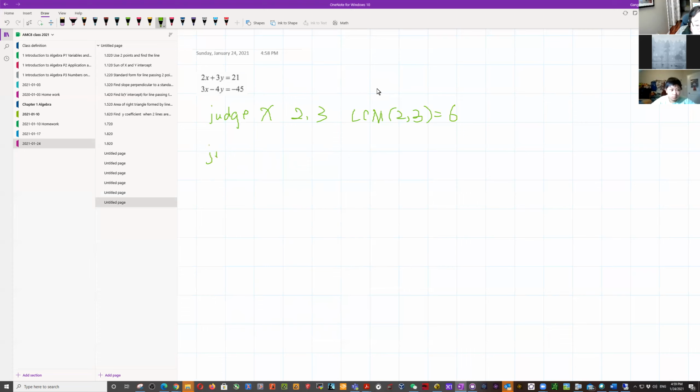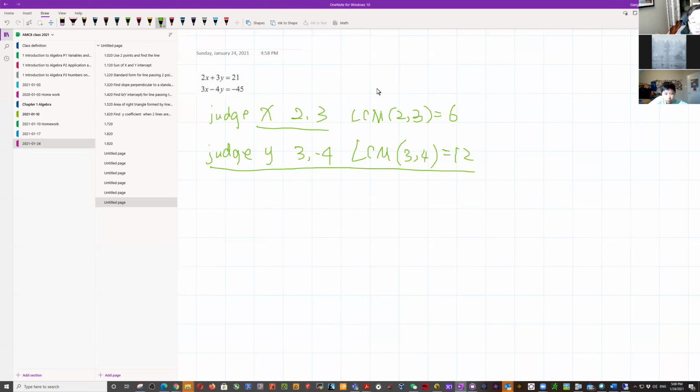The other one, let's judge y. The y coefficients are 3 and -4. They are also co-prime, and the LCM of 3 and 4, you don't really have to carry the negative sign, is going to be 12. So y seems to be a bigger, more troublesome number to eliminate. So let's stay with x.